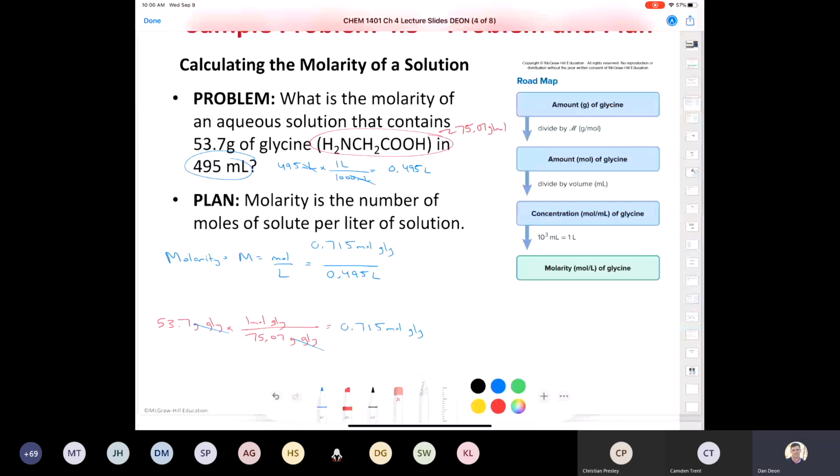Now we can take that, put it into our formula, and look, now we've got moles per liter. We punch all that into our calculator, and what do we get? Moles per liter. When I did that, I ended up with 1.44 moles per liter. I can also report that as 1.44 big M, which stands for molar.